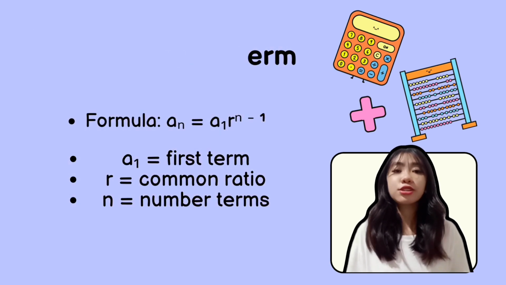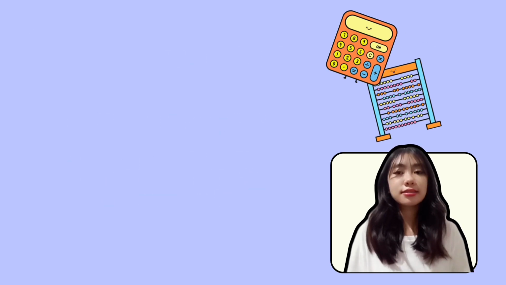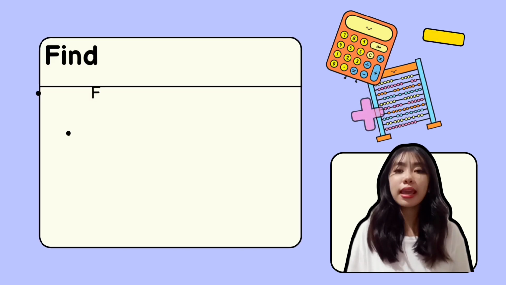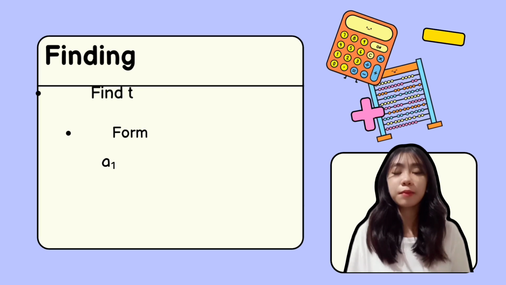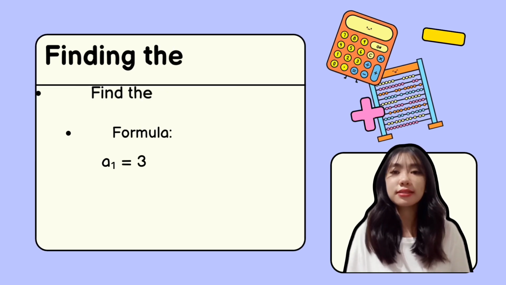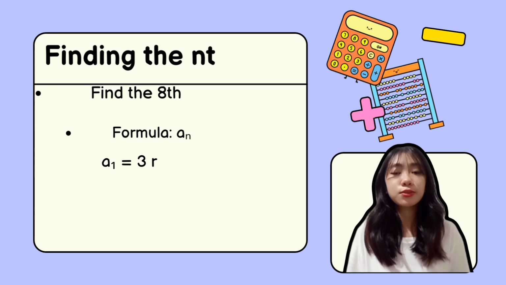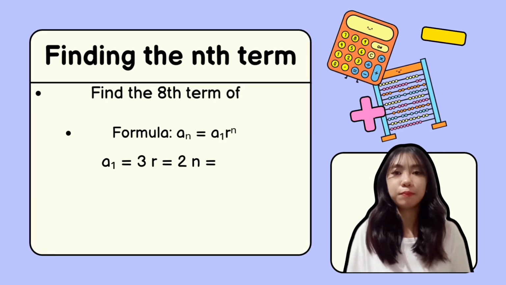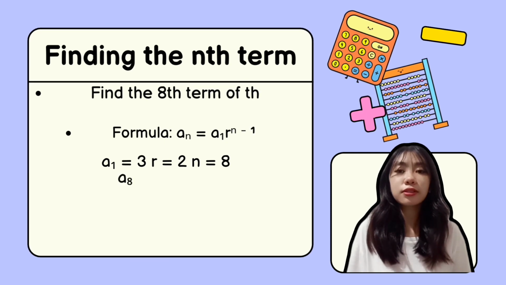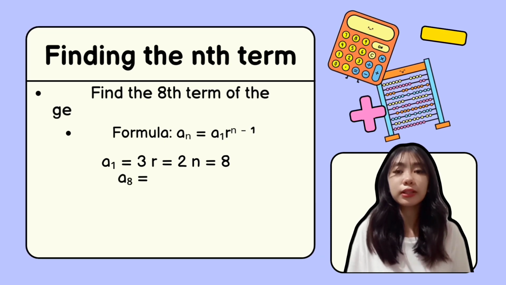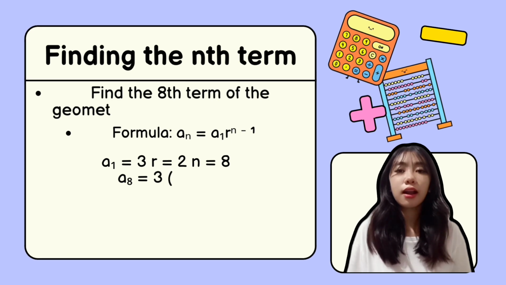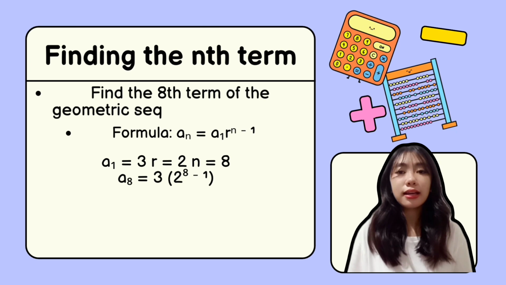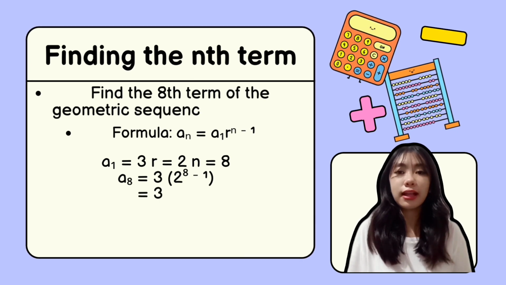Find the eighth term of the geometric sequence 3, 6, 12, 24, and so on. The value of a sub 1 is 3 because the first term in the given geometric sequence is 3. The common ratio is 2, and the value of n is 8 because we're looking for the eighth term. Again, we're going to use the formula a sub n is equal to a sub 1 times r raised to n minus 1.